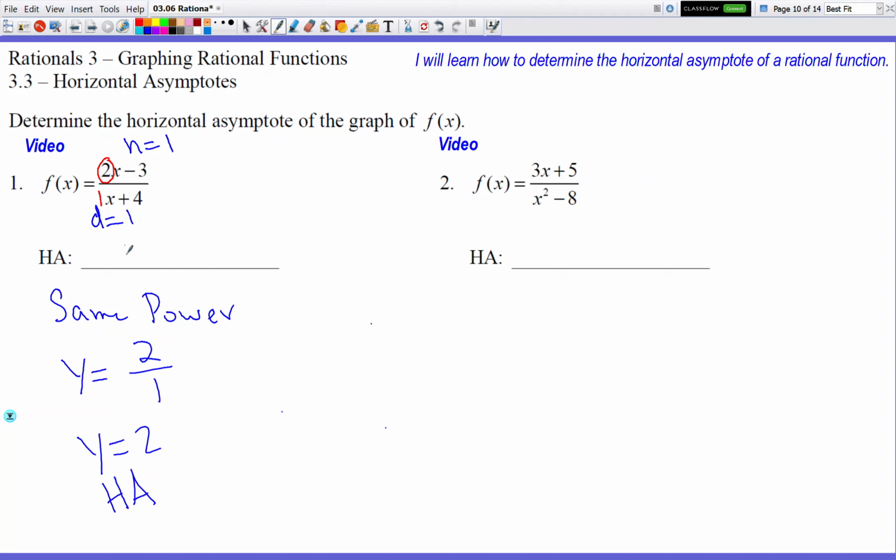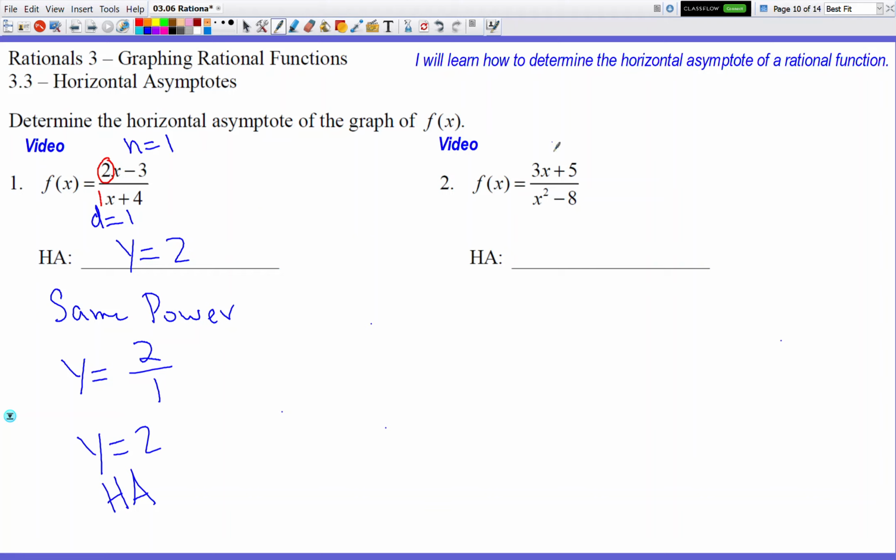So when you write your HA on this line, please make sure to remember to write it as an equation, because it's a horizontal line. Hopefully back in your algebra 1 days, you remember that you write a horizontal line with the letter y equals whatever the number is. So in this case, it's going to be a 2, so y equals 2. Alright, so let's look at problem number 2.